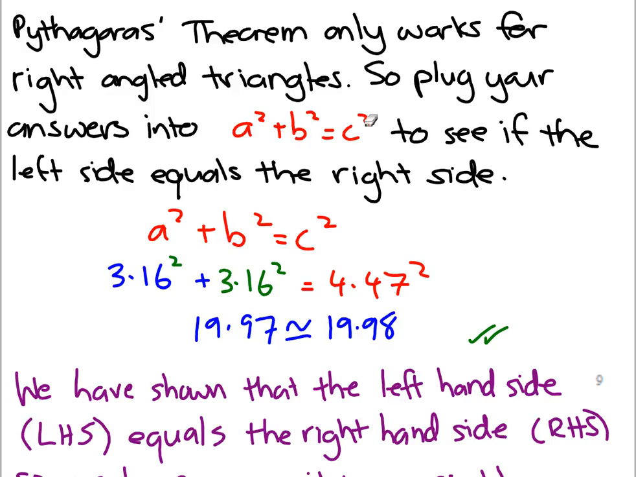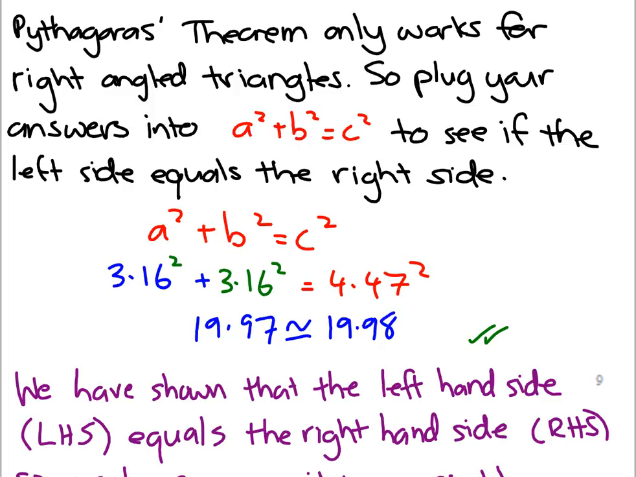So which one was the longest side? The longest side was the 4.47. So a squared plus b squared equals c squared. The two shorter lengths: 3.16 squared plus 3.16 squared. Ideally, we really should be using the unrounded answers. If you want to do it with the unrounded answers, I think that's way better than what I'm doing here. Equals 4.47, again, the unrounded answer is way better, squared. And you got 19.97, which is approximately equal to 19.98. If you use the unrounded answers here, you would get exactly the same answer, which is a better proof. So I would suggest you do even better than me and put in the unrounded lengths. Because I had rounded answers, that's pretty close.